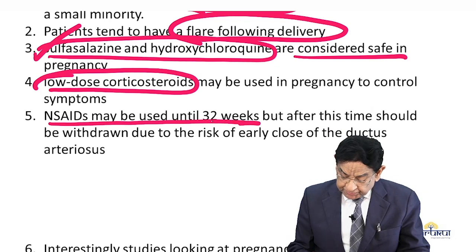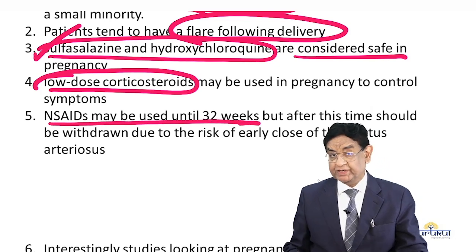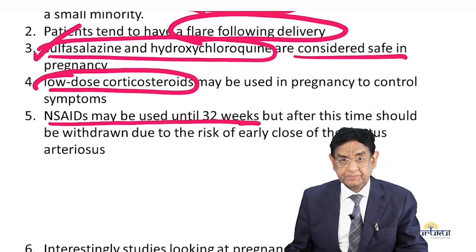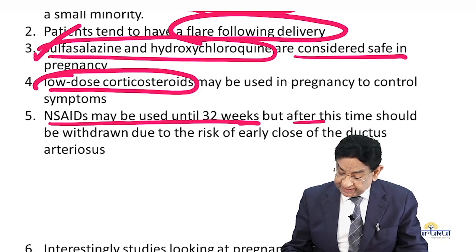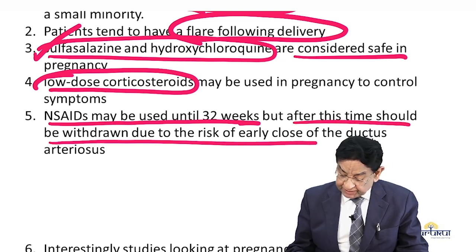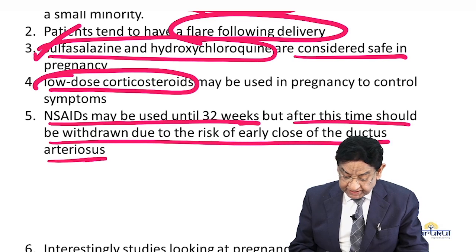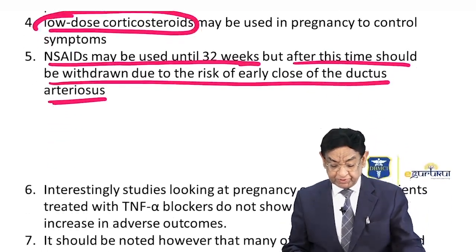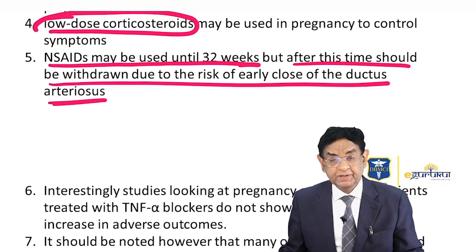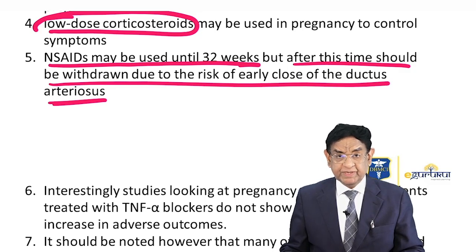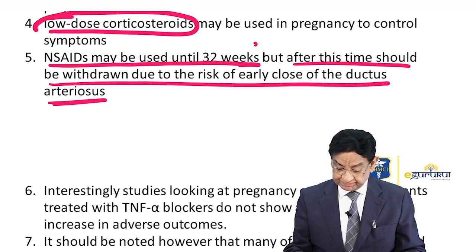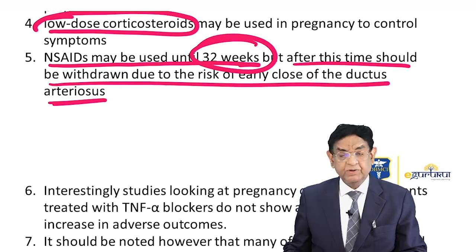NSAIDs should be used only up to 32 weeks of pregnancy. After that, they should be withdrawn due to the risk of early closure of the ductus arteriosus. Point to be noted. So if the patient has to be given an NSAID, it is only up to 32 weeks of pregnancy, not after that.